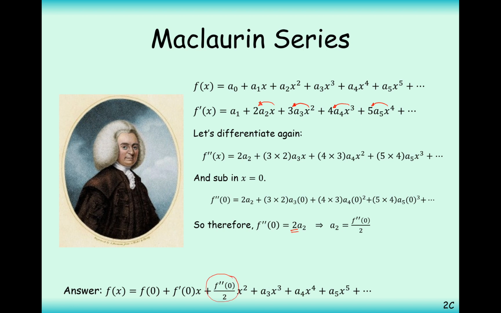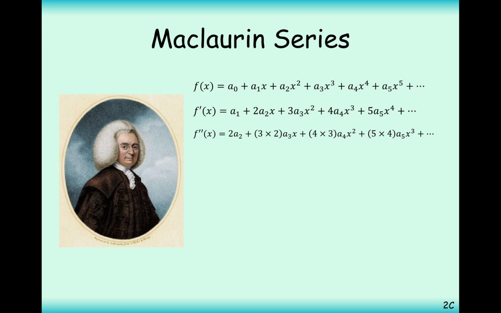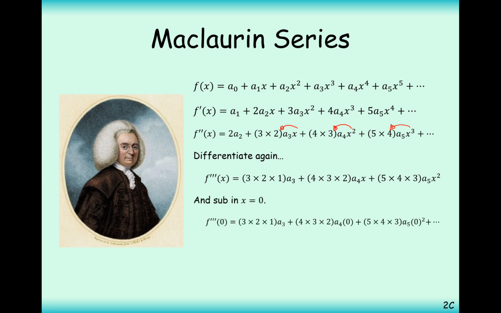Let's now go and work out a3. a3 can be worked out by differentiating again and substituting in 0. So we'll differentiate again. Every single term will have a new number multiplied into the coefficients through the differentiating process. Substitute in 0 and we get f triple dash of 0 will equal 3 times 2 times 1, a3, plus everything else will have a 0 times in it. So we can simplify 3 times 2 times 1 to 3 factorial, and then a3 will therefore be equivalent to f triple dash 0 over 3 factorial.